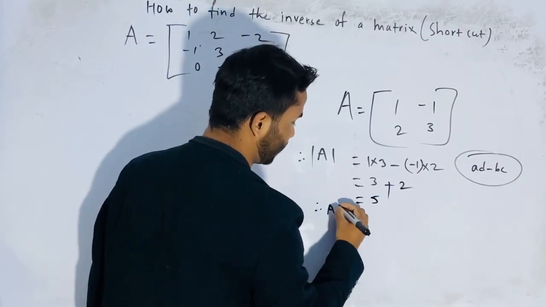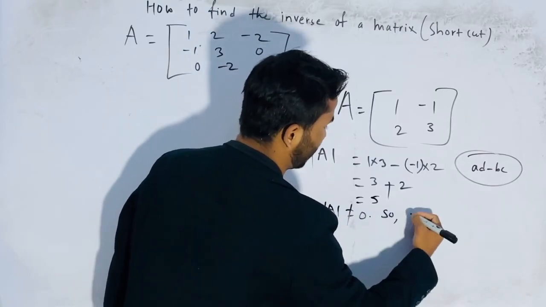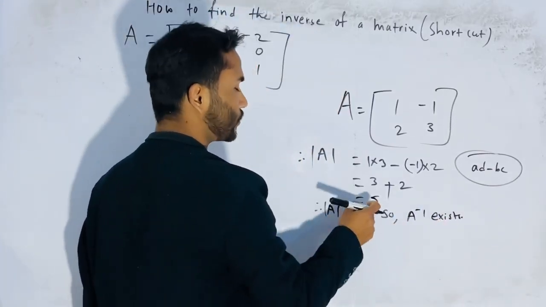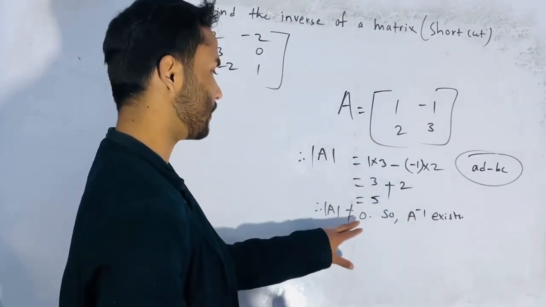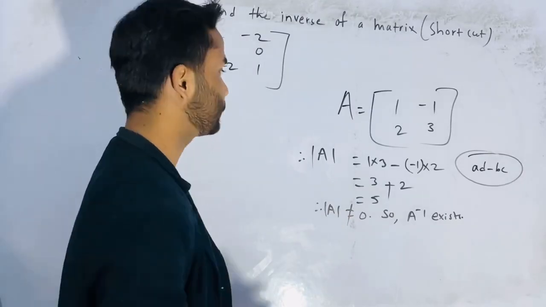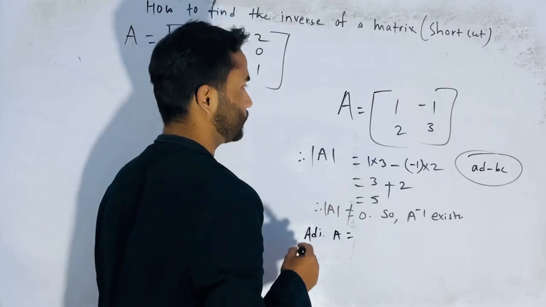Therefore the determinant of A doesn't equal 0, so A inverse exists. First of all we have to check whether A inverse exists or not. If the value doesn't equal 0, it means A inverse exists. Now let's find the adjoint of A.